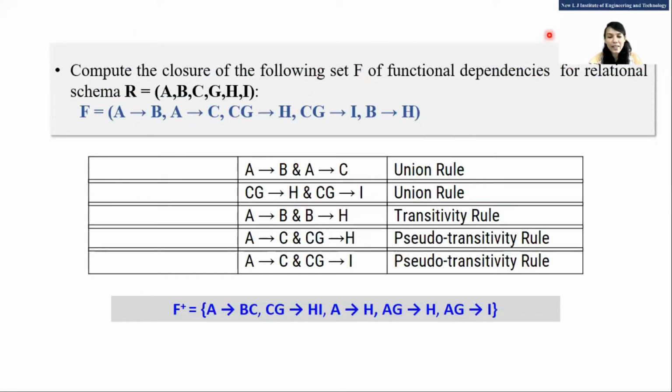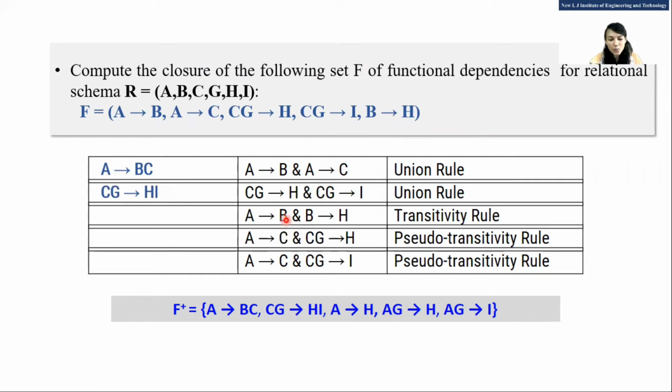Now let's take another example also. Here we have relation R where we have attributes A, B, C, G, H, I. And we are given A determines B, A determines C, CG determines H, CG determines I, and B determines H. So here with the union rule, A determines B, A determines C, so we'll get A determines BC. Then we have CG determines H, CG determines I, so with the union rule, we can get CG determines HI.